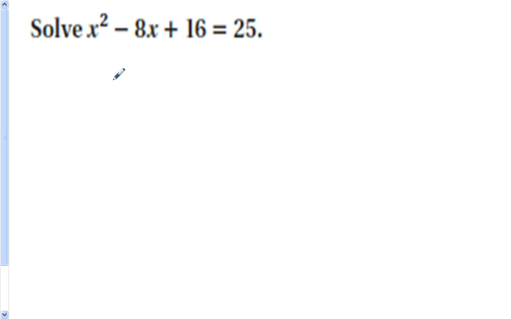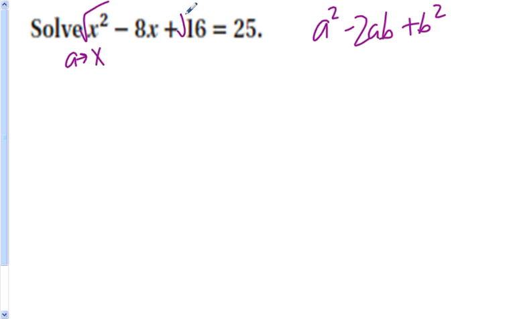One way is to realize that this is a perfect square trinomial. It has the form of a squared minus 2ab plus b squared. So if I took the square root of the first term, I would get an x, which is, in our formula, the a. If I take the square root of the 16, I get 4, which according to the formula would be the b. If I take the 4 and I square it, I get the 16.